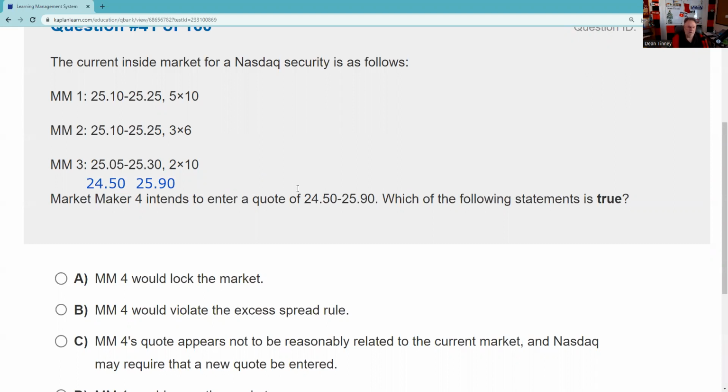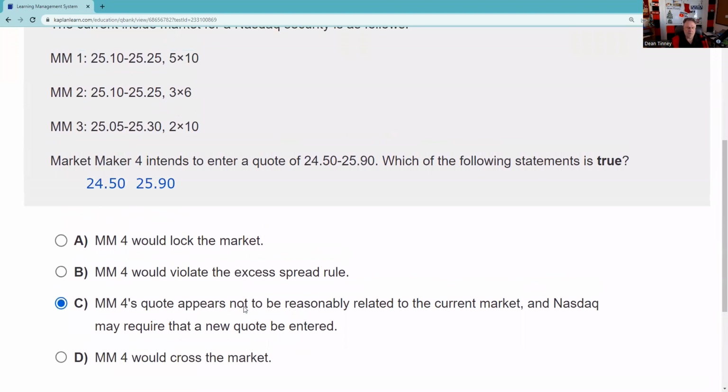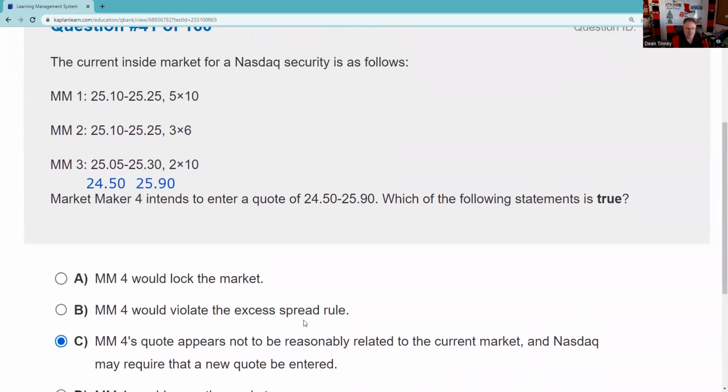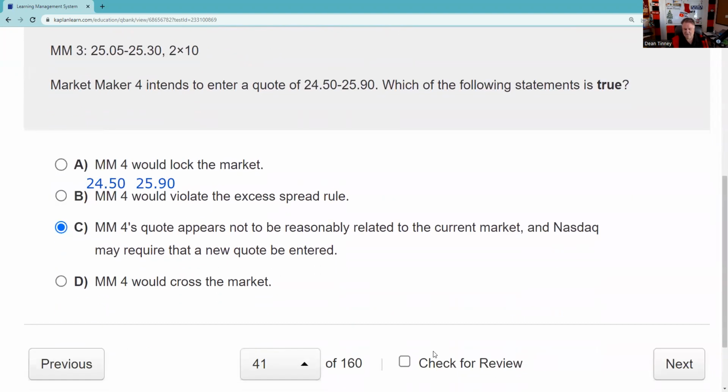And there's no lock here. Lock would be the bid and the ask are the same, so that's not true. It would violate the excess spread. Well, we haven't done a trade. It's a quote. There's no trade that's been done. Market maker 4's quote, it seems like they're really not sincere that they want to do something with the stock. Now crossing the market would be where the bid is higher than the ask. So that's not true. So it looks like that's not related to the inside market there. I'm just trying to slow down there. 50 cents away. Is that 55 cents away on the bid? And 60 cents on the ask?